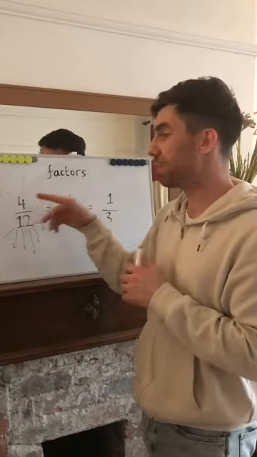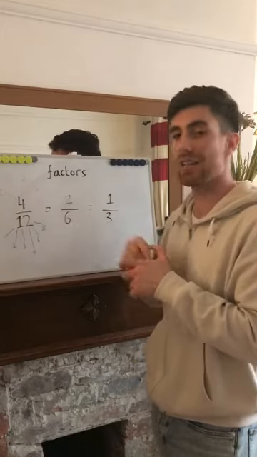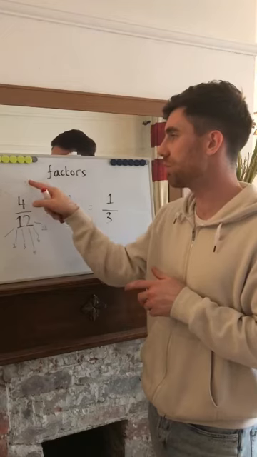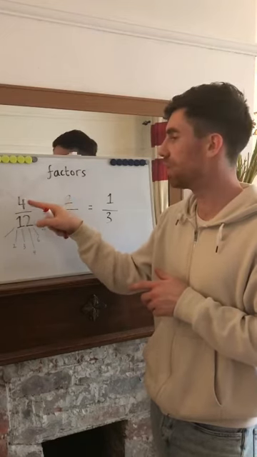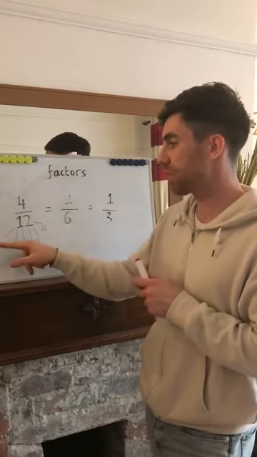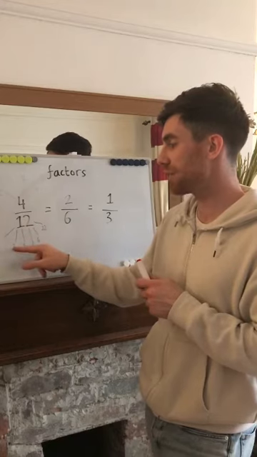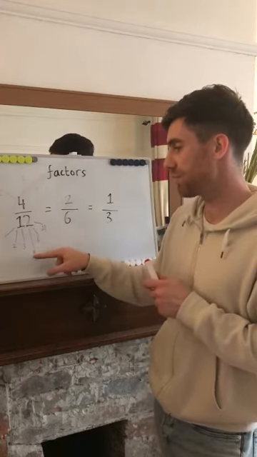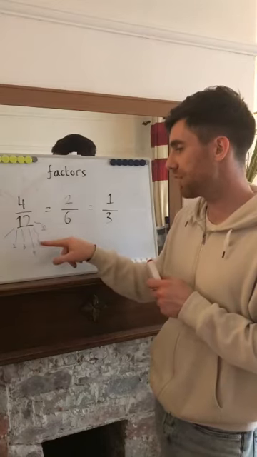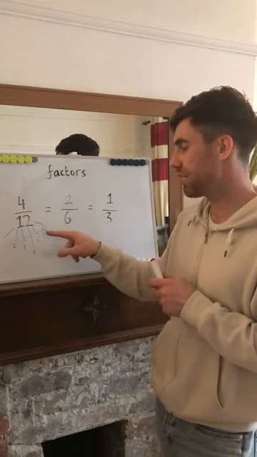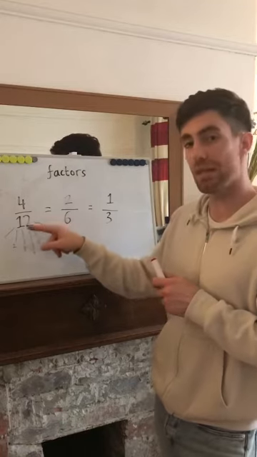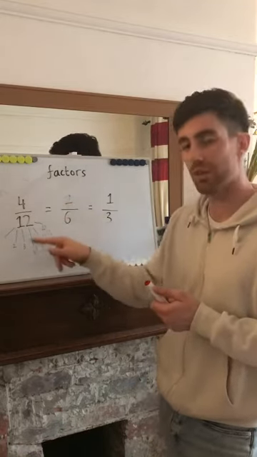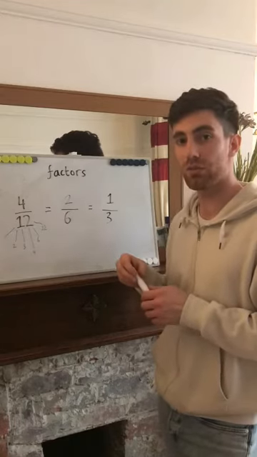Numbers that you multiply to get this answer. So 1 times 4 is 4, 2 times 2 is 4, 4 times 1 is 4. 1 times 12 is 12, 2 times 6 is 12, 3 times 4 is 12, 4 times 3 is 12, 6 times 2 is 12, and 12 times 1 is 12. So these are all the factors of 4, these are all the factors of 12. Okay?